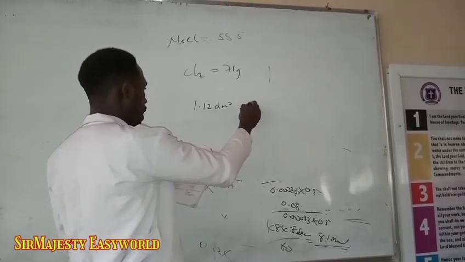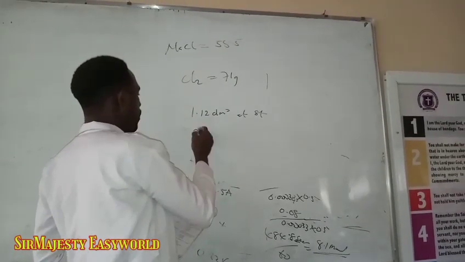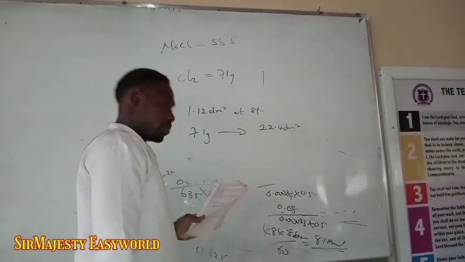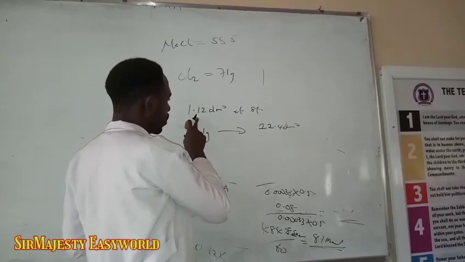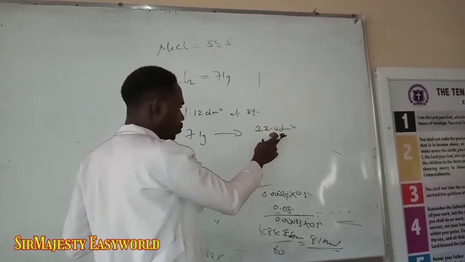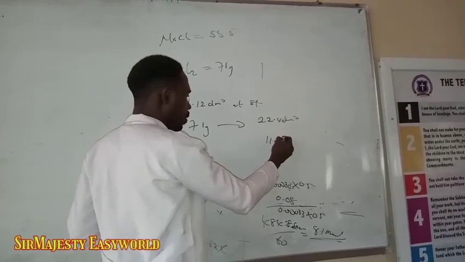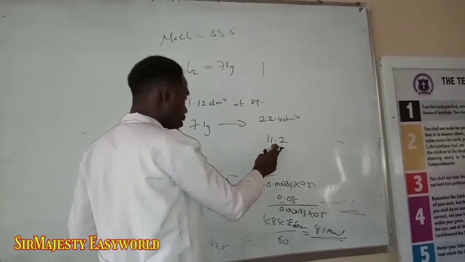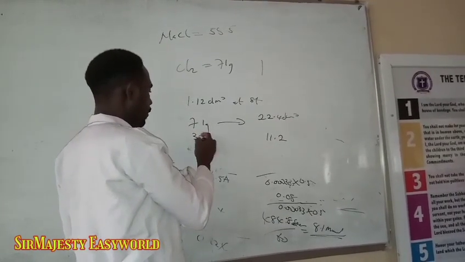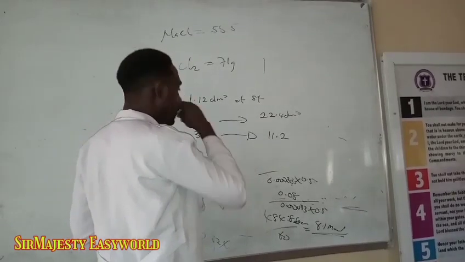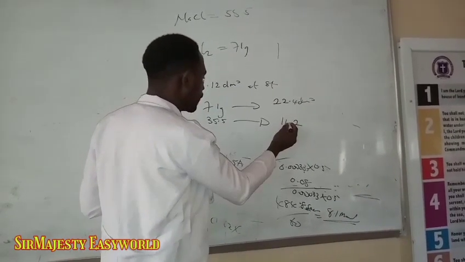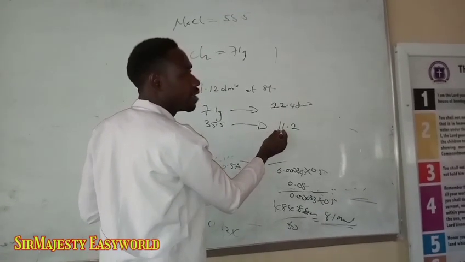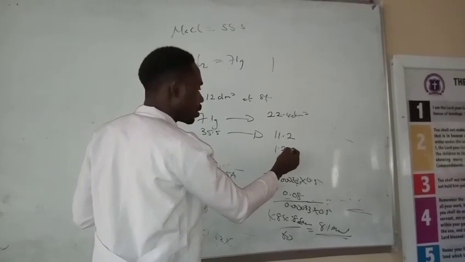1.12 dm cube at STP. Then it's obvious for us that 71 grams will occupy 22.4 dm cube. Then watch this. From this you can know how they got this. If you divide this 22.4 by 2, you get 11.2, right? Then divide this one by 2 also. What do you have? 35.5. Then to get 1.12, what do you do? You divide by 10. Which means if you divide here by 10, you just shift this point here. It becomes now 1.12.